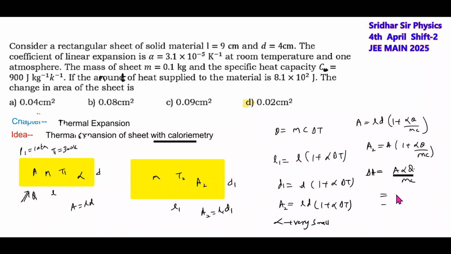So what is A equal to? L D. Delta A equals alpha Q by MC times A, where C is the specific heat. Substitute all these values, we will get the answer, and this will be your answer. Little bit lengthy calculations are there. Now you can manage.